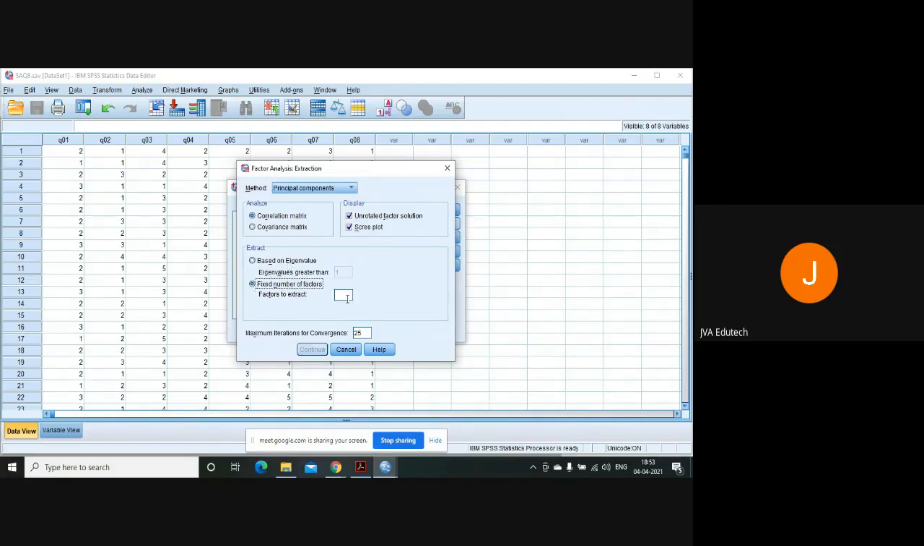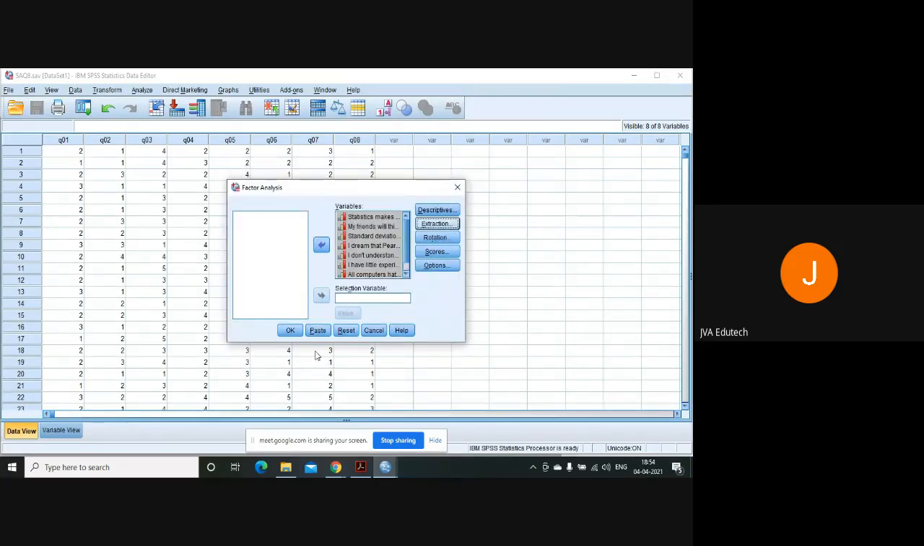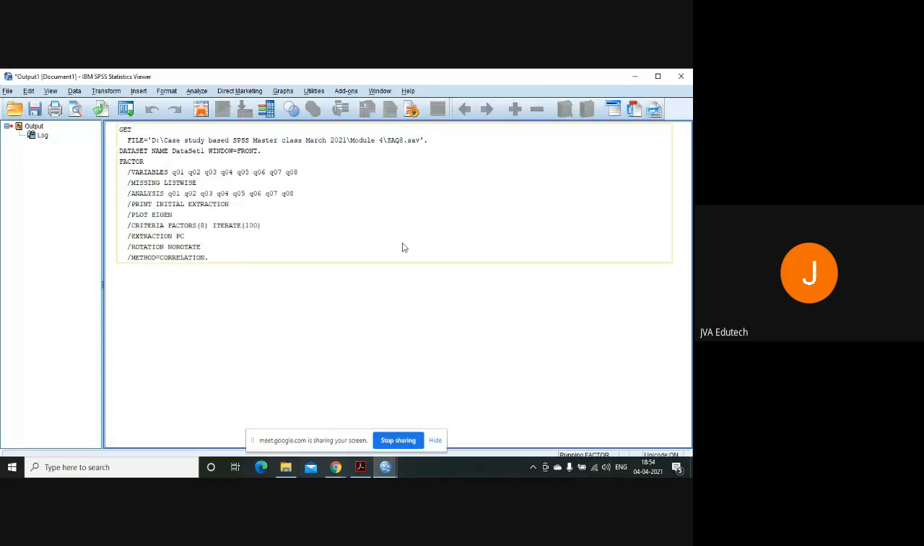As of now, since we have 8 components, let's take all the 8 components. I'm not taking based on eigenvalues. I want a fixed number of factors to extract, meaning I want to extract all the 8 items that I have taken. Maximum number of iterations, by default, is 25. Let's keep it at a higher limit so that we always get good results: 100. Continue. As of now we are only doing extraction, so there is nothing called rotation. We won't be doing rotation. Click on this.